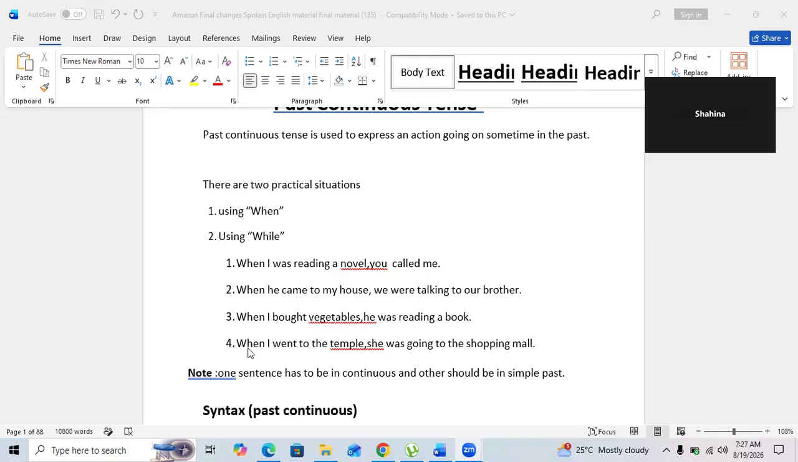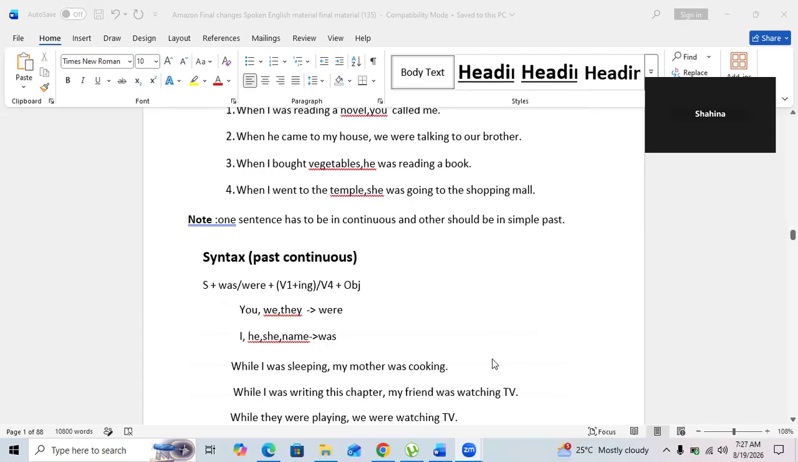Fine. And one more very important thing. Whenever you use when, always follow simple past followed by continuous. See, when I went to temple, she was going to shopping mall. So simple past plus past continuous. Okay, as you can see here, clearly it's written. One sentence has to be in continuous and the other has to be in simple past.